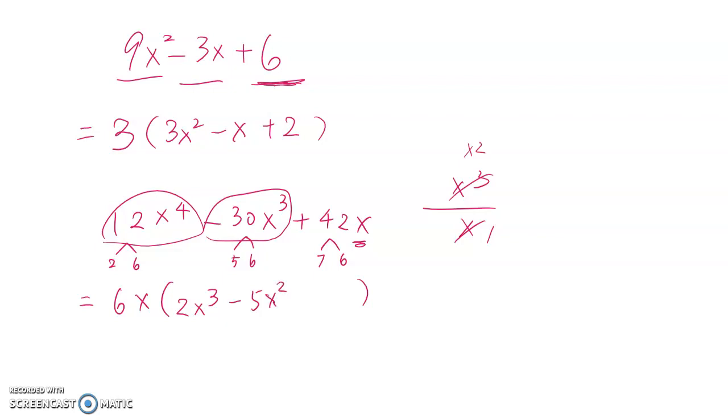And last term will be 42x divided by 6x. So first of all, 42 divided by 6 is 7, positive 7. x divided by x is 1. And then that's the answer of factoring the GCF for this problem.